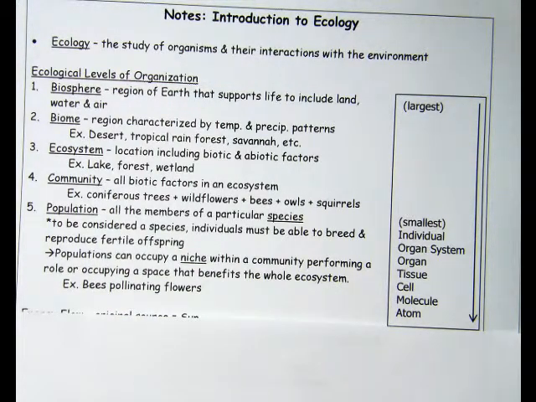Slightly smaller than the biosphere are biomes. These are regions characterized by their temperature and precipitation patterns. So how hot or cold it is, how much rain they get would be precipitation, and when do they get that rain. Examples of biomes include things like the desert, tropical rainforest, savanna, grasslands, tundra, taiga.